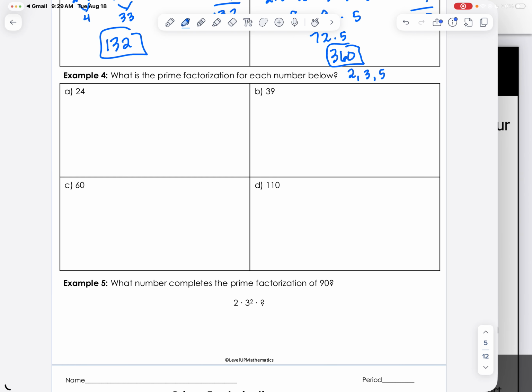I usually try 2, 3, 5, 7. Every once in a while, you might need 11. So we'll just write the first few down. Hopefully we can work all of these with either 2, 3, 5, 7, or 11.